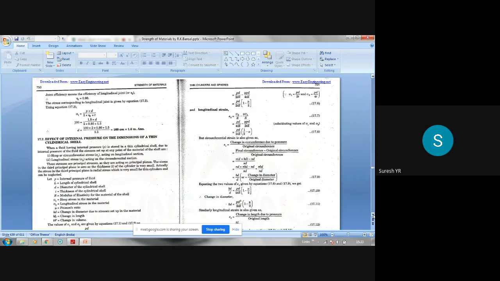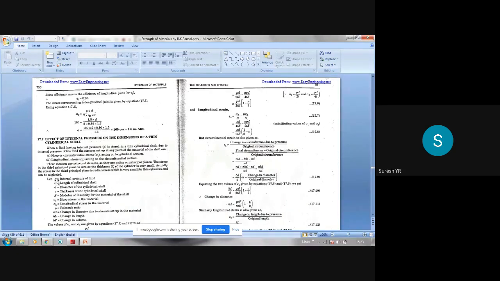Here also we have to use the same procedure, but we are going to use the concept of principal stresses and strains to get the expression for the volumetric strain in thin cylinders. This is another important derivation, so they may ask you to derive it: derive the expression for the change in volume of a thin cylinder or cylindrical shell which is subjected to internal pressure. That is the question. Now let us see how we can derive it.